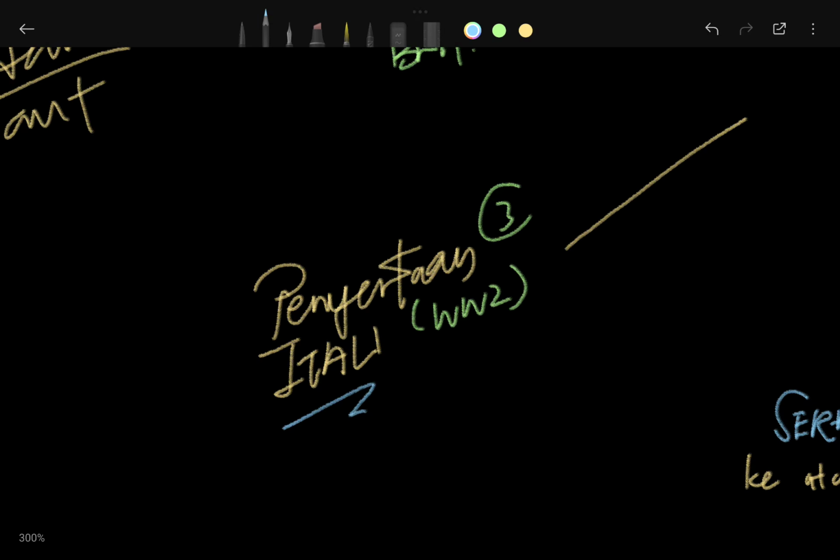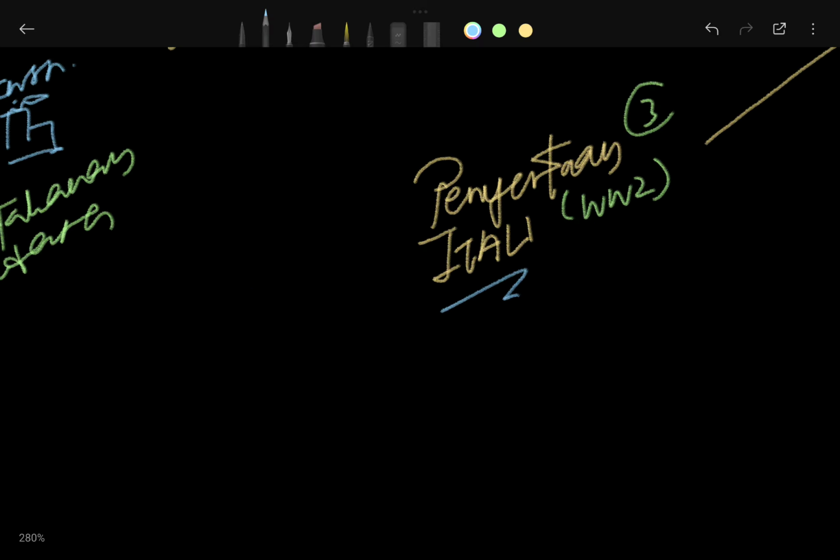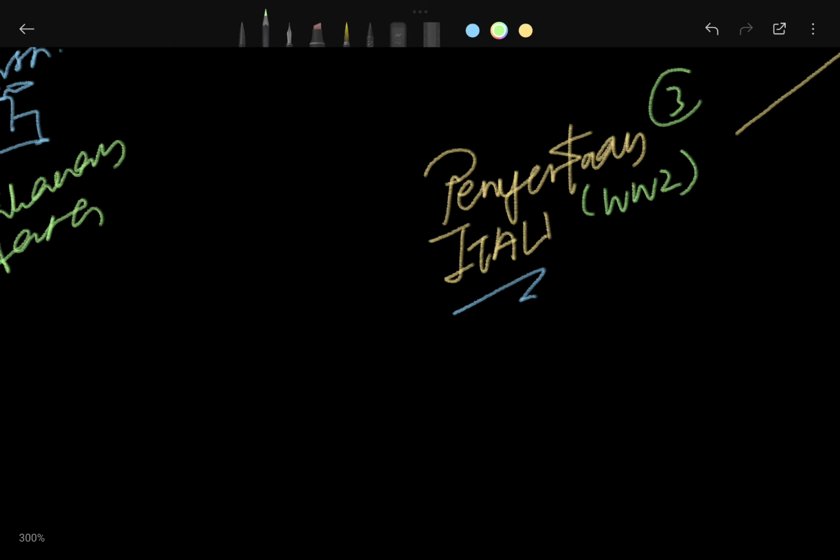Going to the next point. Penyertaan Itali dalam perang di Eropah. So now it's Italy's turn. They've already attacked Habsyah, so they're like, okay, I'm coming over to Europe now. Italy, sekutu Jerman, mengisytiharkan perang. Isytihar, that's your word, that's your keyword.